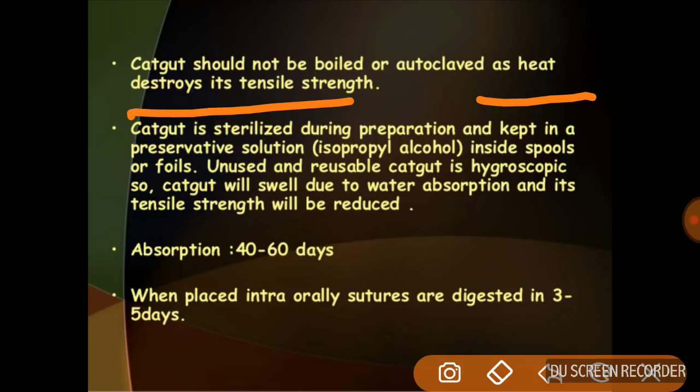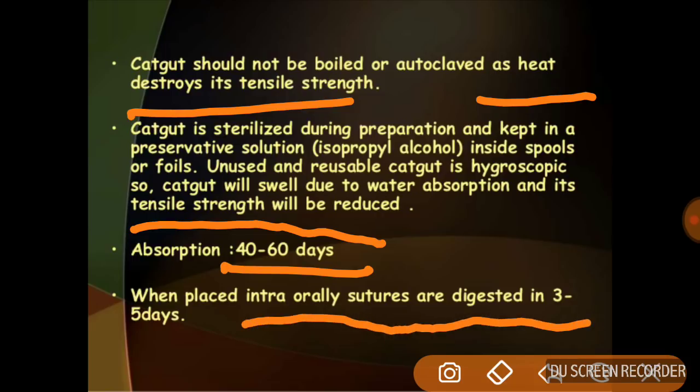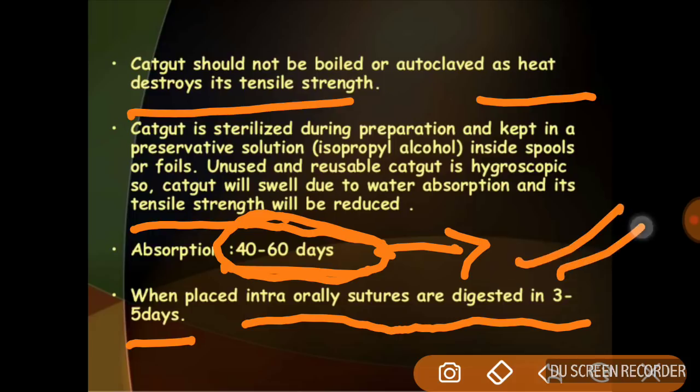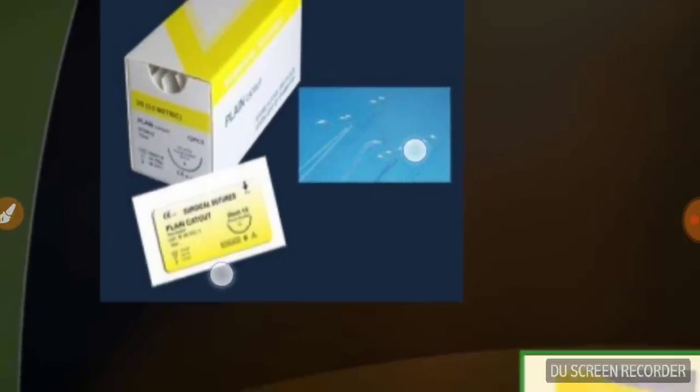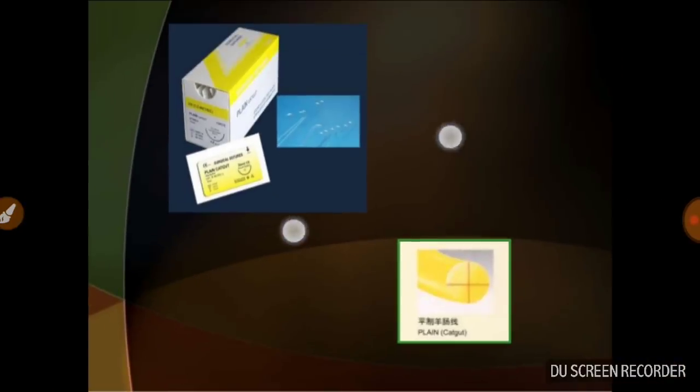Unused or reusable catgut is hygroscopic; it will absorb water and this will reduce the tensile strength. Absorption is 40 to 60 days, and when placed intraorally, sutures are digested in 3 to 5 days. Don't worry about this absorption and all; I'll give you one chart in the summary. From there you can note it or just click a screenshot to remember. So this is plain catgut, and this is the look of plain catgut.